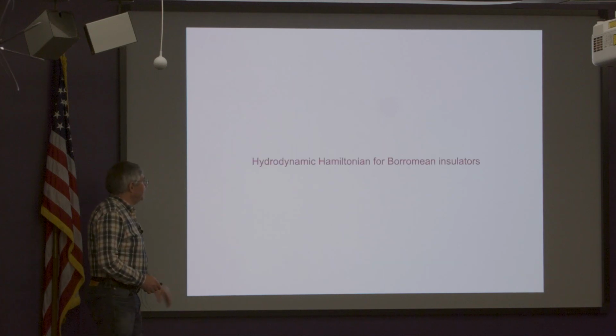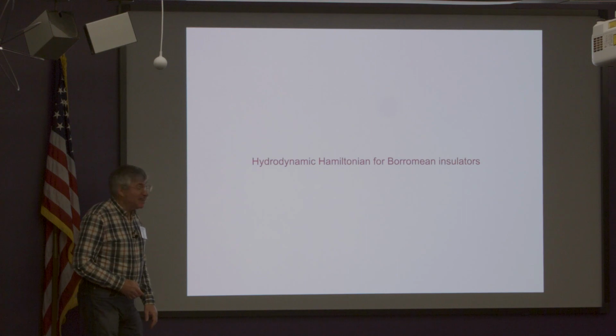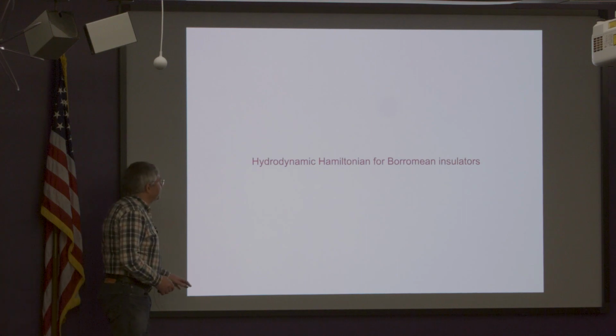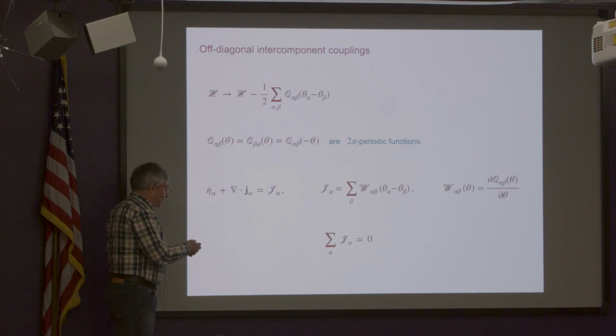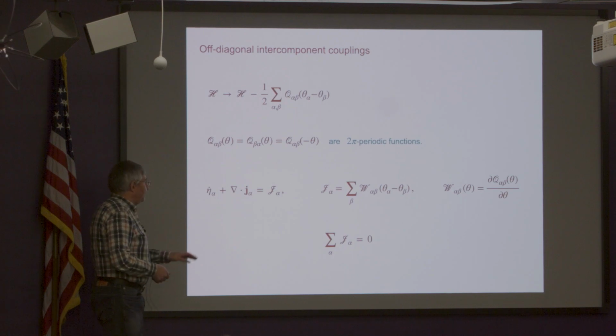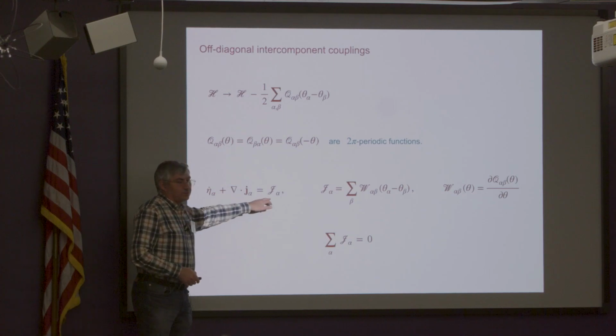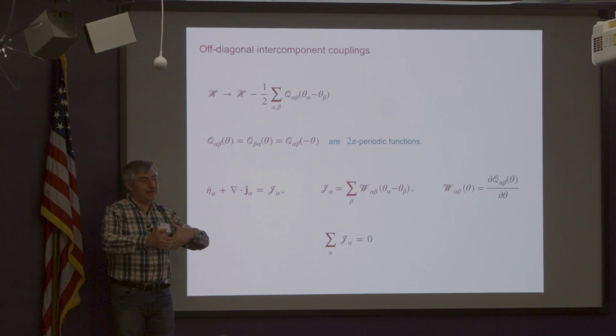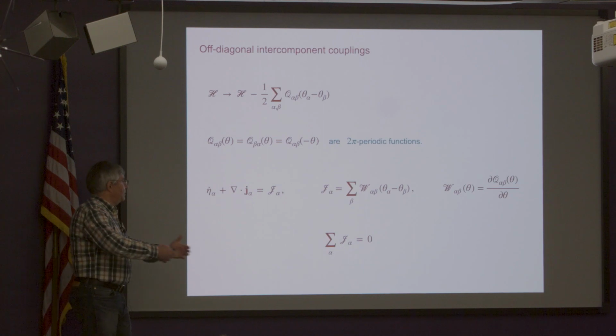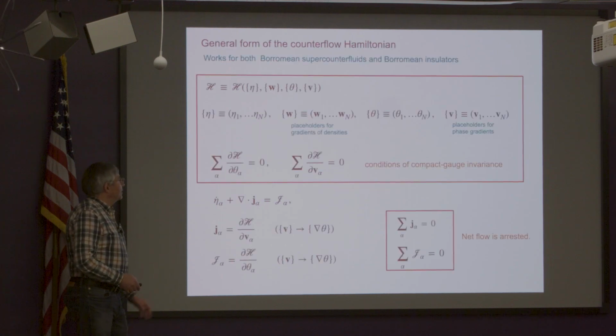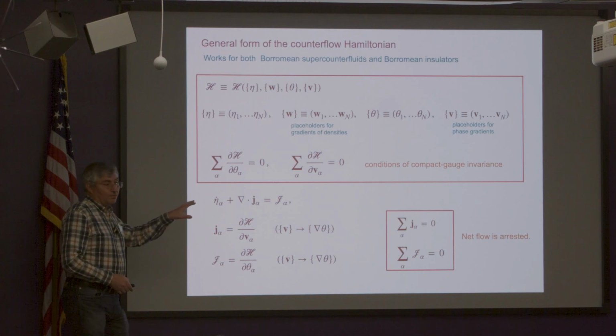Okay, so hydrodynamics for barometer insulators is very simple. I just need to add those Josephson terms, and everything will be in place. We will have a generalized form of continuity equations with those right-hand sides, which describe the intercomponent coupling. Actually, this is the most general form of the Hamiltonian.